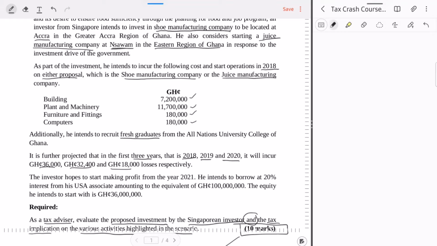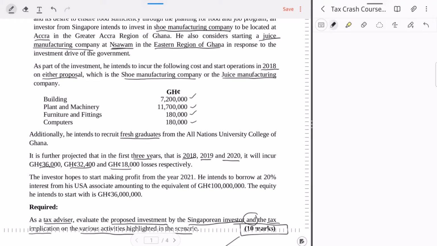And you know, manufacturing companies are also entitled to carry forward their losses, right? Is it 3 years? Is it 5 years? We'll find out shortly. But let me give you a clue. Manufacturing companies are designated under the income tax regulations of 2016, LI 2244, as being a priority sector. So that should give you a clue. They'll get a higher number of carry forward period.